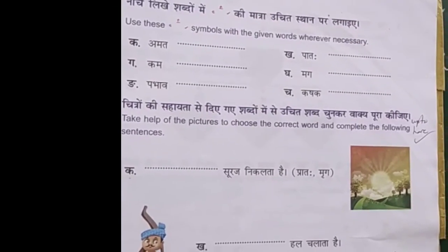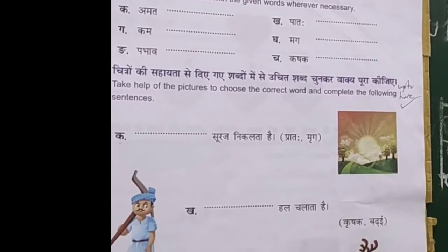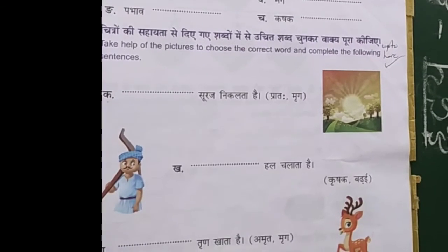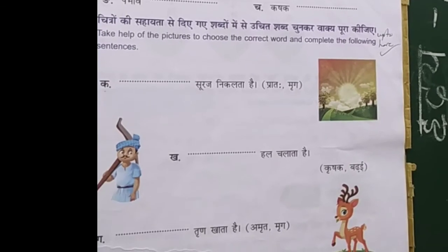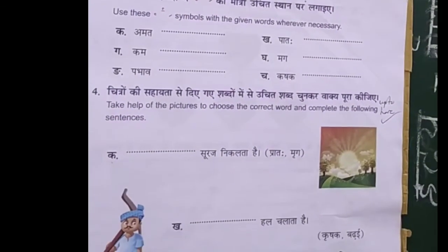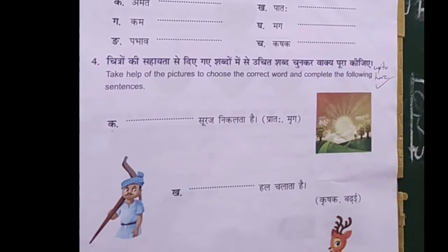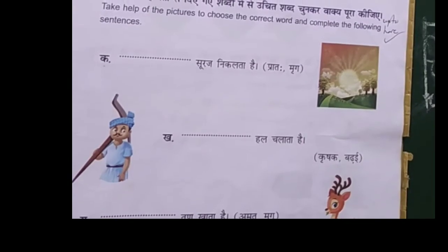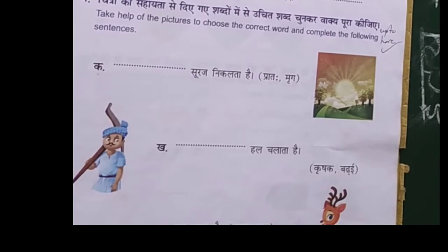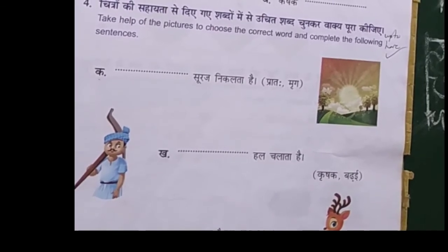The dictation. Close your textbook, open your rough book, write the first word. One, Nrub. Two, Krishak. Three, Vrish. Rishi. Krishak. Mrug.